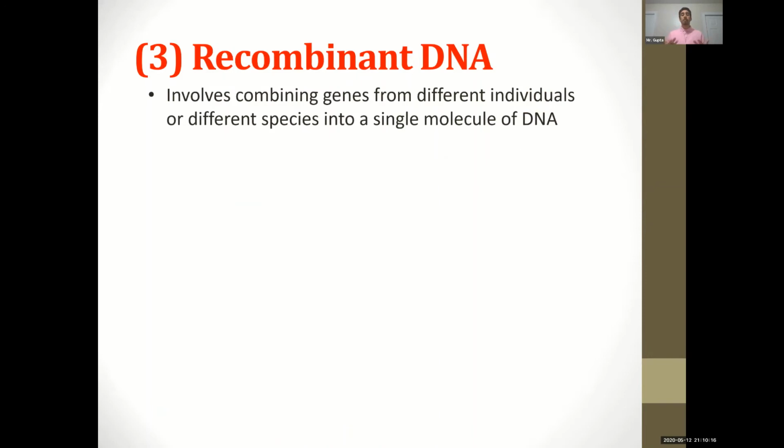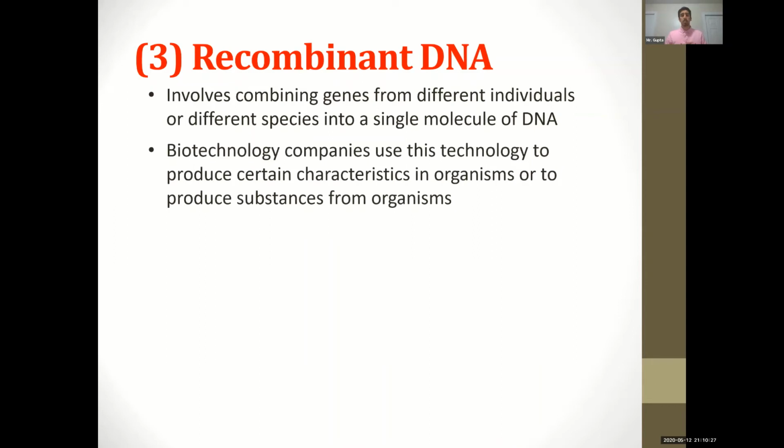Next, recombinant DNA. So recombinant DNA involves combining genes from different individuals or different species into a single DNA molecule. Biotechnology companies use this technology to produce certain characteristics in organisms or to produce substances from organisms. Let's look at an example.